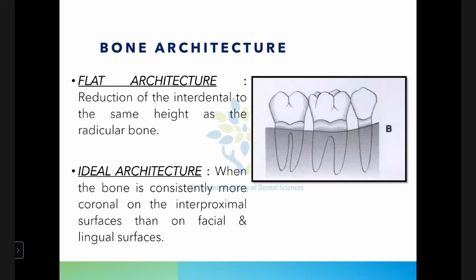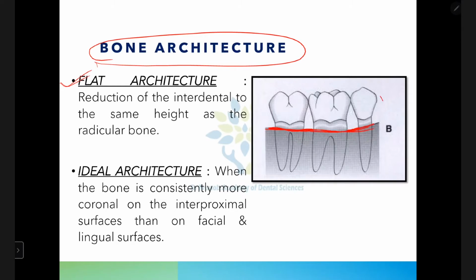Another important terminology that we need to understand is bone architecture. In this we have different types. The first one is the flat architecture. Here you can see the bone that is covering the root areas on the labial and lingual surfaces is called radicular bone. In between two teeth, this bone is called interdental bone, or the interproximal bone. As you can observe in the picture, the interdental bone and the radicular bone are at the same height, isn't it? So this is called flat architecture.